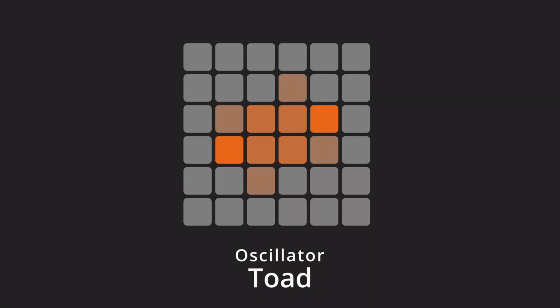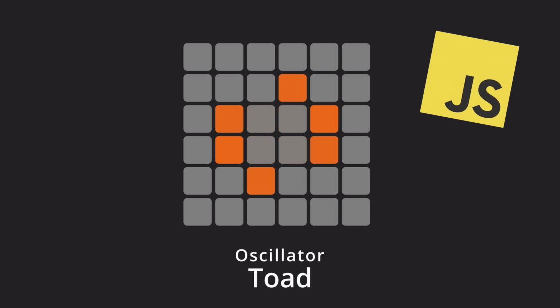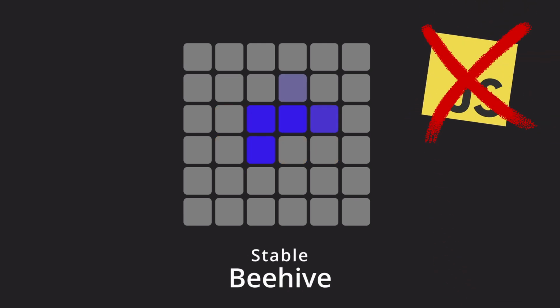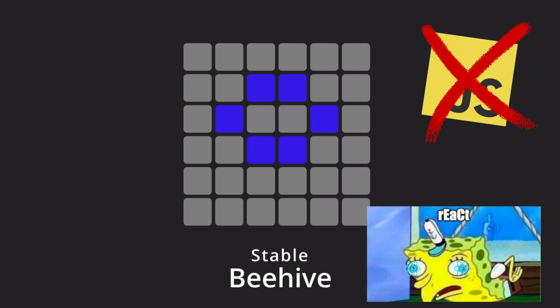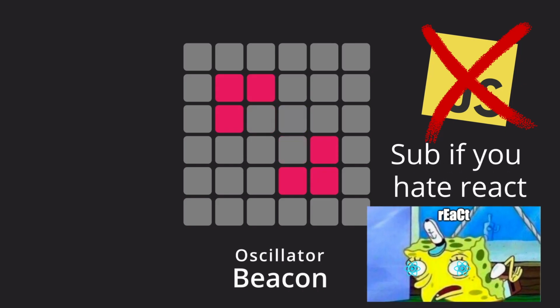What's up guys, if you hate JavaScript, this is the video for you. We're implementing Conway's Game of Life using only CSS. You can see some examples in the background, and of course this isn't just a CSS animation, but the actual logic is being performed using only CSS.